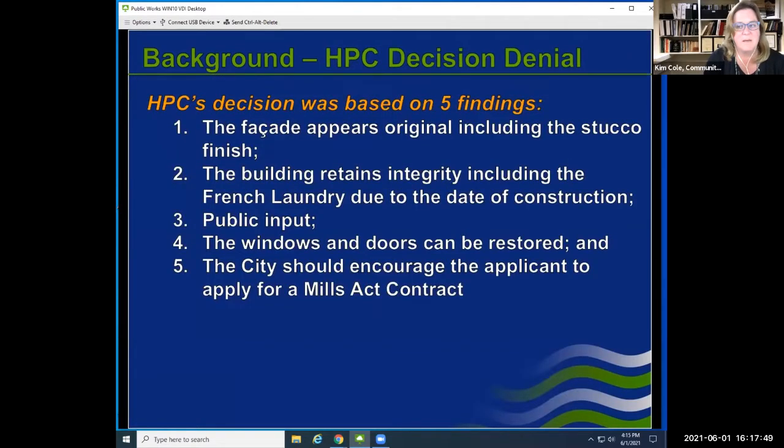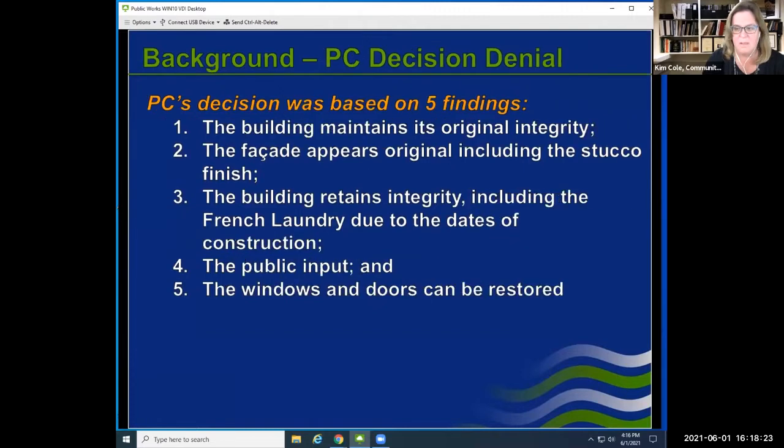The HPC denied the removal of the building from the list. Their conclusion was that the facade appears original, including the stucco finish. They believed that the building retained integrity, especially the French Laundry portion of the building. We also received at least one letter in support of retaining the property on the survey list. Their feeling was that the windows and doors could be restored. And the Planning Commission had a very similar conclusion.